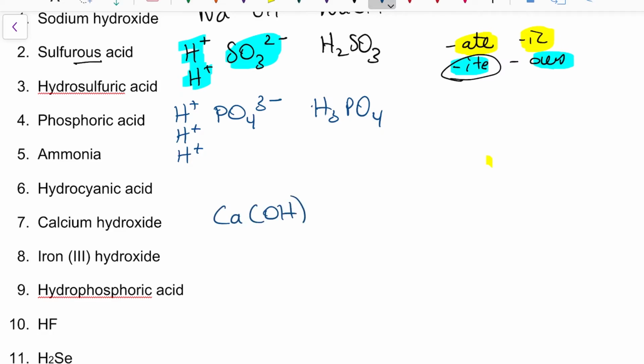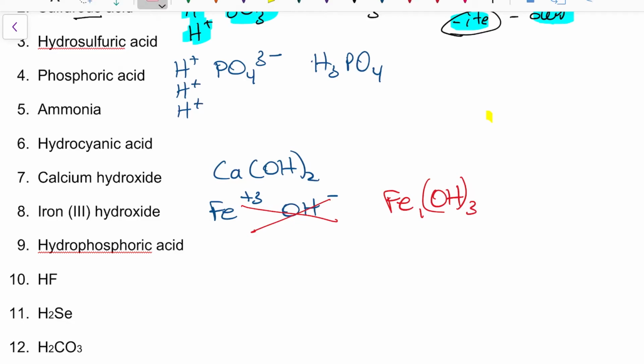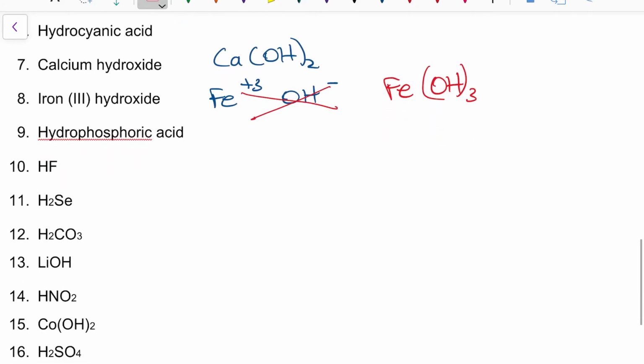Calcium hydroxide, Ca(OH)2. I just explained that one. Number 8, iron 3 hydroxide. That means Fe+3, OH-1. Let's do the switcheroo game here. That means I have a 1 there and a 3 there. So it's going to be Fe1, OH3. Put it in parentheses to apply it to the whole OH. Get rid of this 1, and there that is.